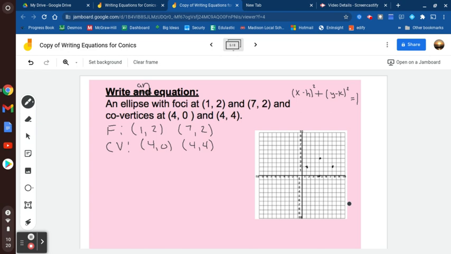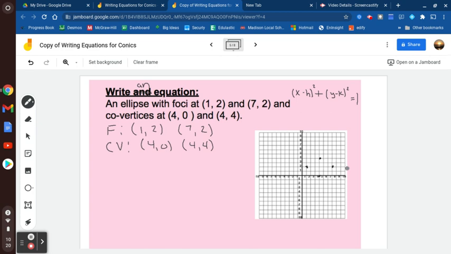So the covertices are along this axis, along the Y. The foci are along the X. If the foci are along the X, what else is along the X? The vertices. So the vertices are also somewhere along here. If the vertices are along the X, where's the A go? It goes underneath the X.